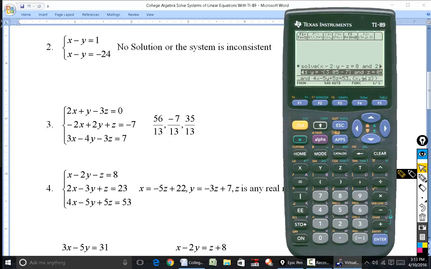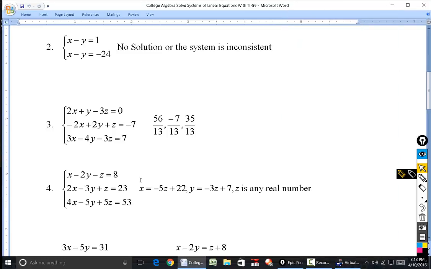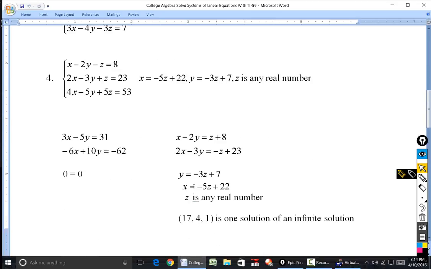So another way to write this would be x is equal to minus 5z plus 22, y is equal to negative 3z plus 7, and z is any real number. So basically, this is your solution set. So in other words, if you want a particular solution, pick any value you want for z.